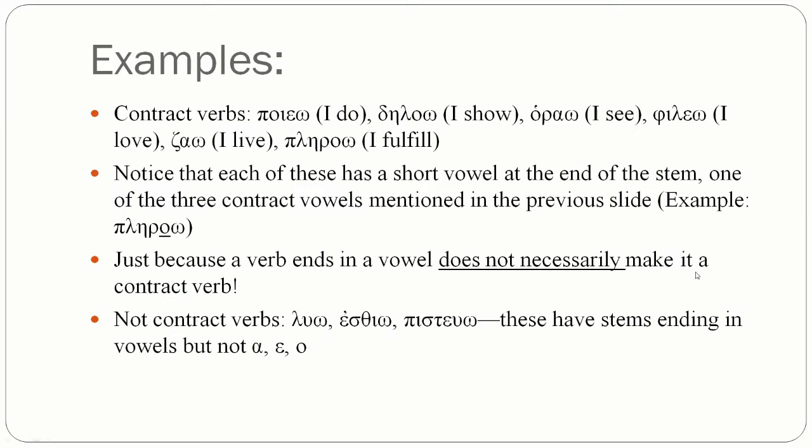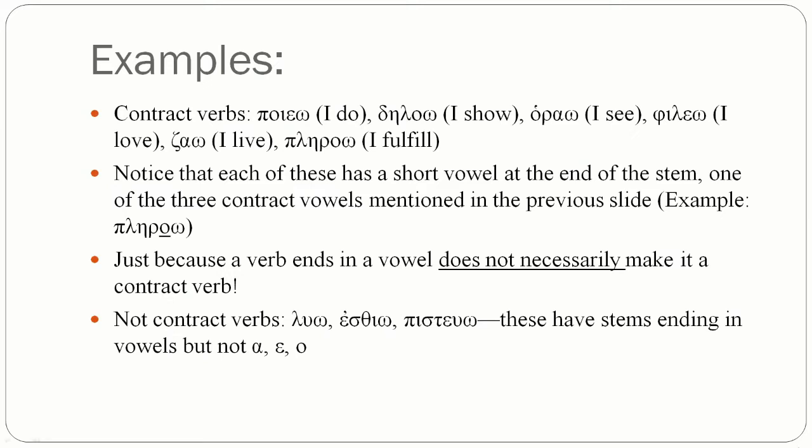Now here's something to note. The contract vowel at the end of the stem, those short vowels, they must be one of those 3 contract vowels mentioned in the previous slide. There you have plerao is an omicron contract, and so the stem ends in an omicron.